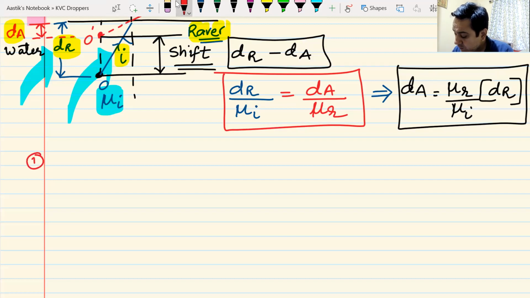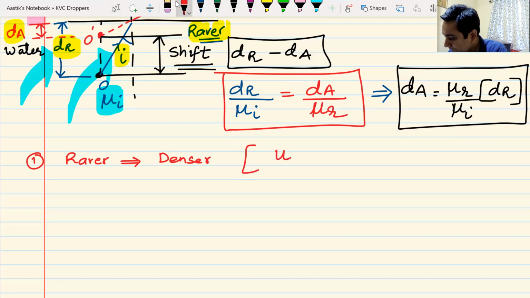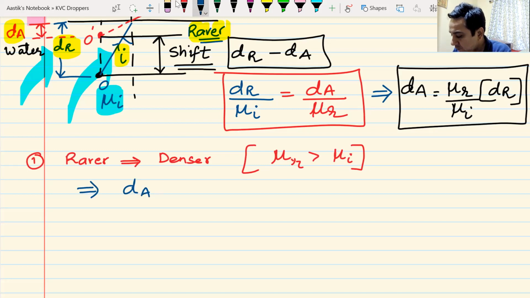Case number one, the light is going from rarer medium to denser medium. The first medium is rarer and the second medium is denser. This simply implies that from rarer to denser, mu r will be greater than mu I. Do we understand this? Then this implies that apparent depth will be more than the real depth. That means if something is placed in air and you are seeing it from water, it will appear farther away. Yes or no?